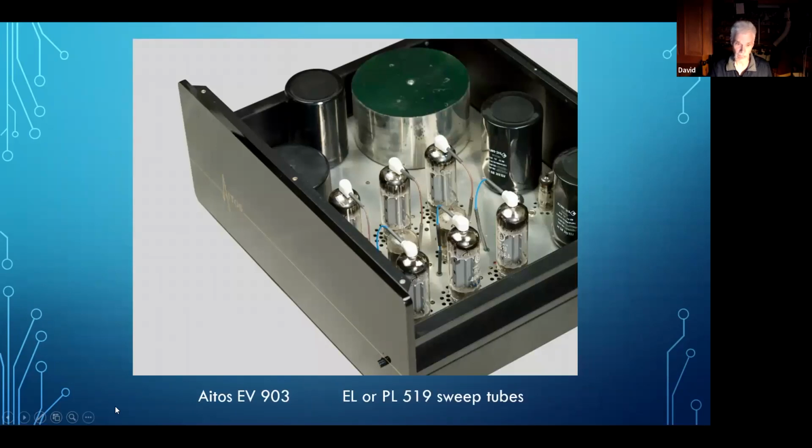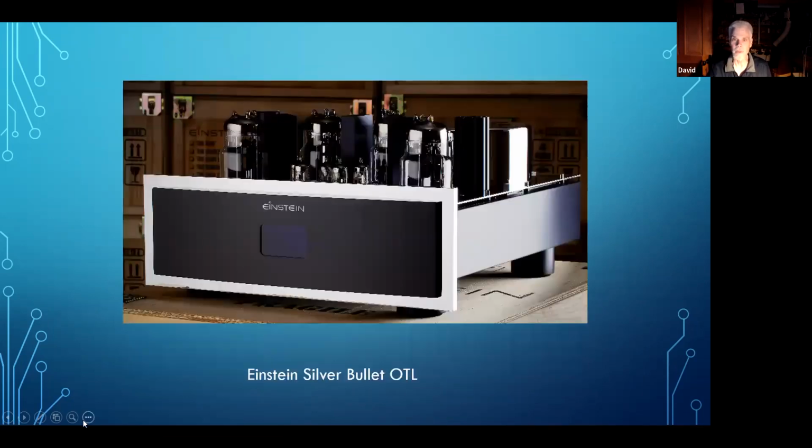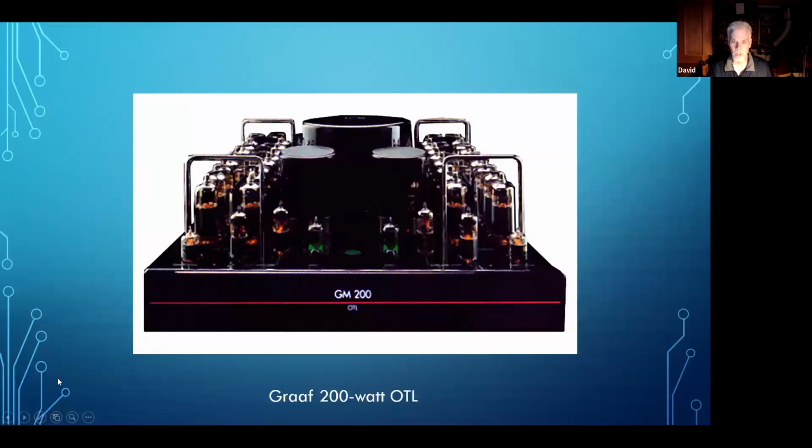Now this ITOS used TV sweep tubes, probably EL 519 would be my guess. And Einstein used the Russian tube again. Graph, I'm not sure what tube they used. It looks like they have plate caps, so this is probably a TV sweep tube as well. But for a 200-watt amplifier, you can see there are a lot of tubes. This looks like a stereo amplifier, but nonetheless, there are a lot of tubes to get 200 watts.